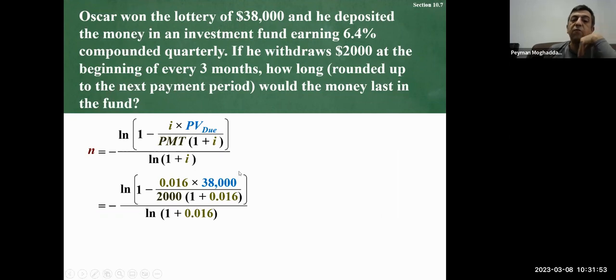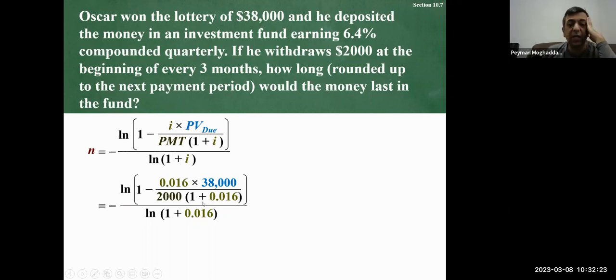Okay, so we put these values there. I is going to be 6.4 divided by 4, right? Because it's compounded quarterly. So it's going to be 0.016, multiplied by PV due, which is $38,000, divided by PMT, 2,000, times 1 plus I, divided by ln of 1 plus I.